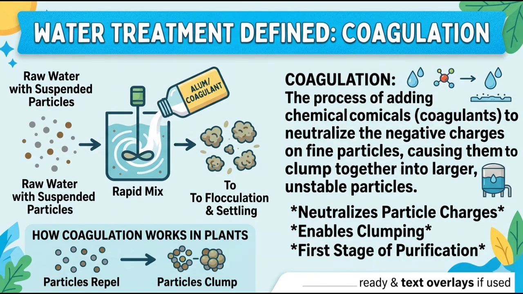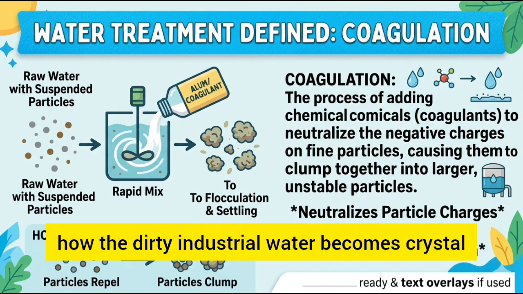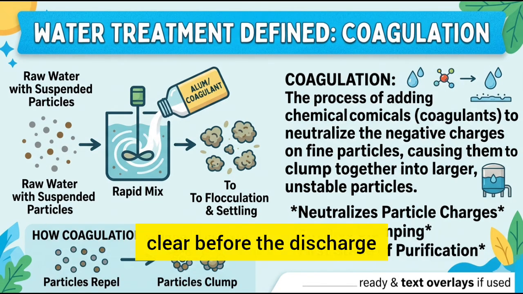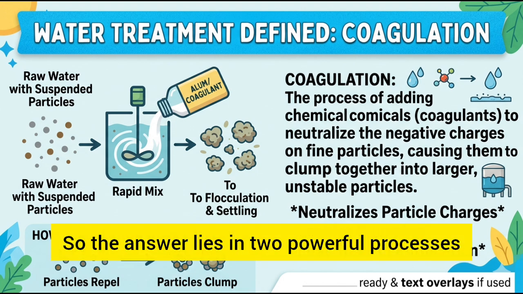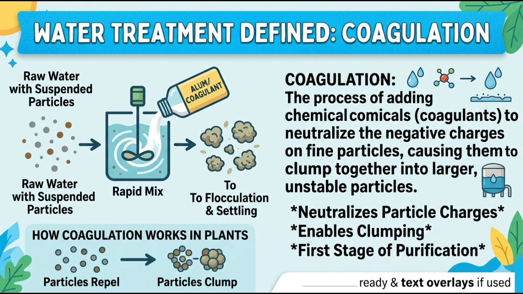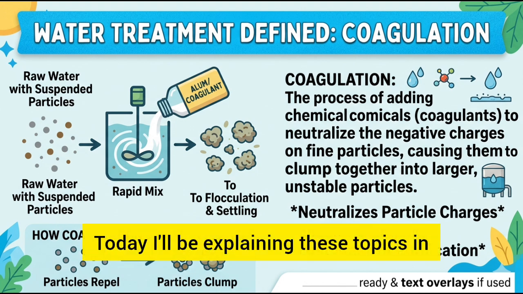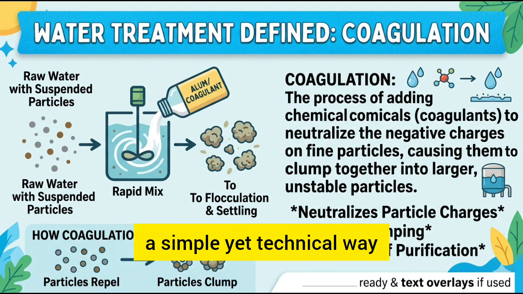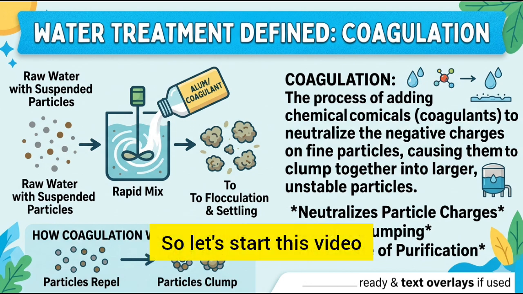Have you ever wondered how the dirty industrial water becomes crystal clear before the discharge? So, the answer lies in two powerful processes. Number one is the coagulation, number two is the flocculation. Today, I'll be explaining these topics in a simple yet technical way. So, let's start this video.